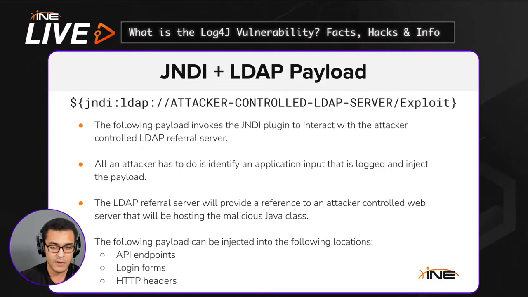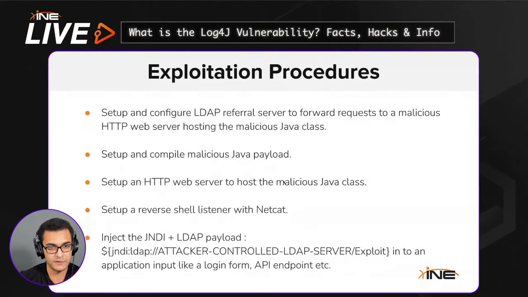Now, the LDAP referral server will then provide a reference to an attacker-controlled web server that will be hosting the malicious Java class. And in terms of the various areas where the payload can be injected, at least in my experience, I've seen it being injected primarily in API endpoints, login forms, and to a certain degree in HTTP headers. All right, so essentially we'll be utilizing the following payload, or the following syntax, in order to exploit the target system. And we'll take a look at that in a few seconds.